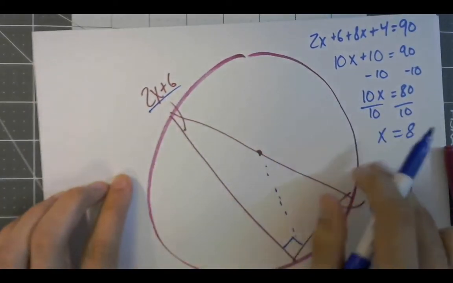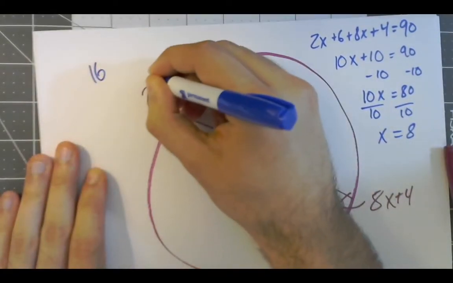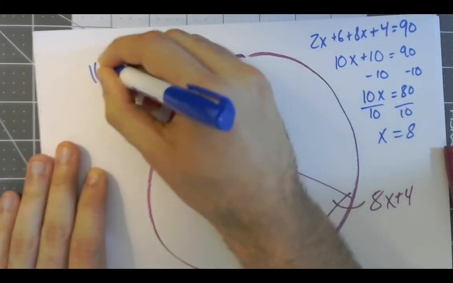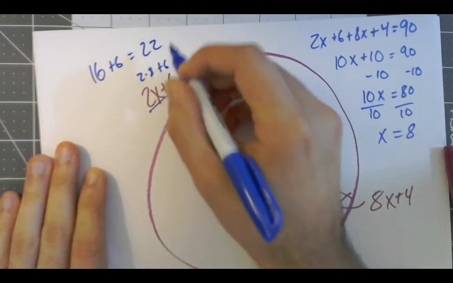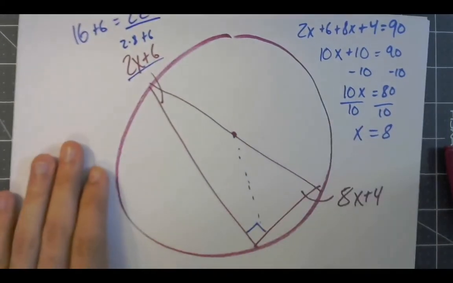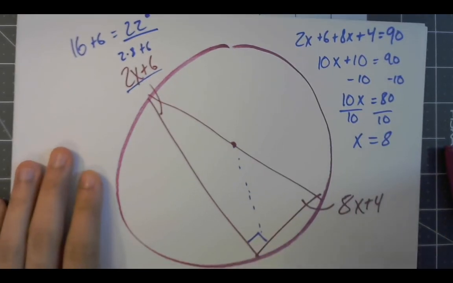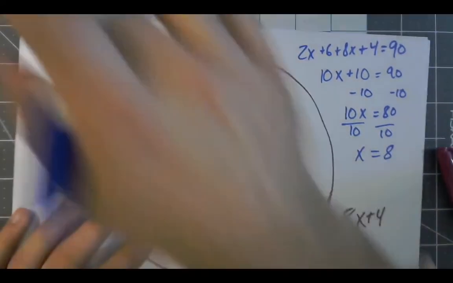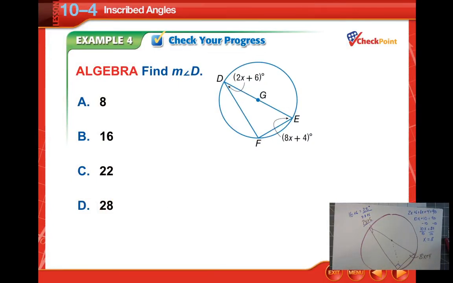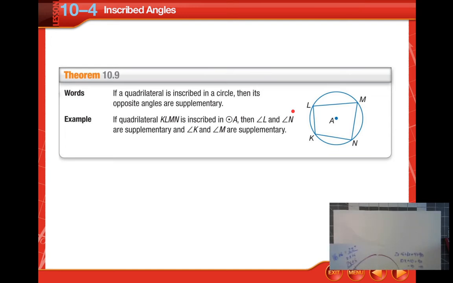So we're trying to find this. We have X now. It's 2 times 8 plus 6, which is 22 degrees. If we really wanted to check our work, we could plug in here and we would hopefully get the complement of 22, which would be 68. So 22 degrees, is that an option? Yes, that looks like option C. Does that work for us? Perfect. 22.